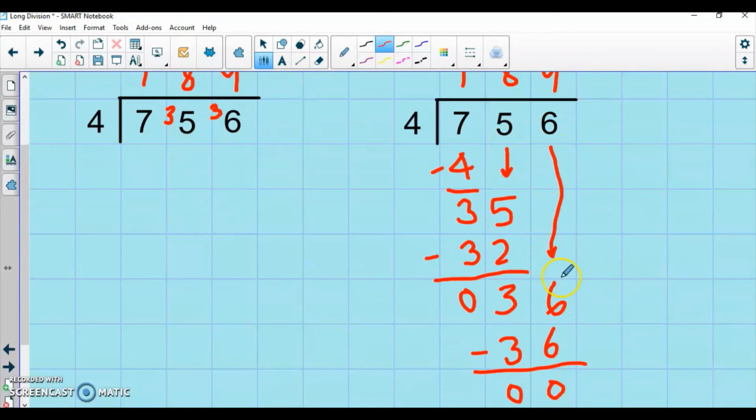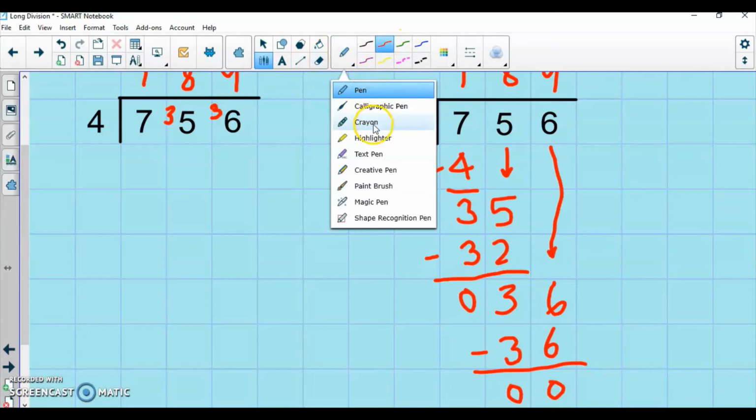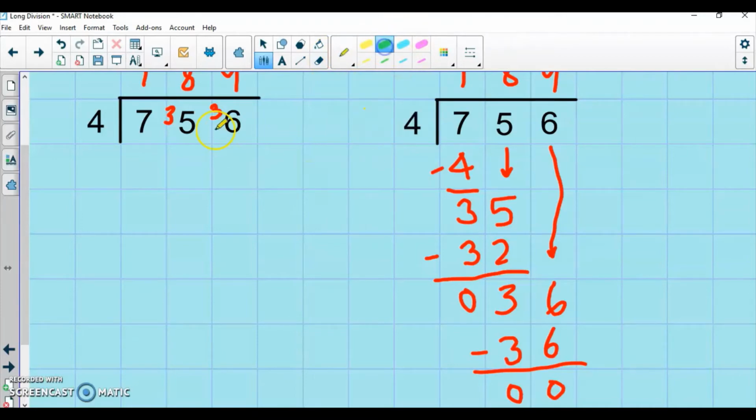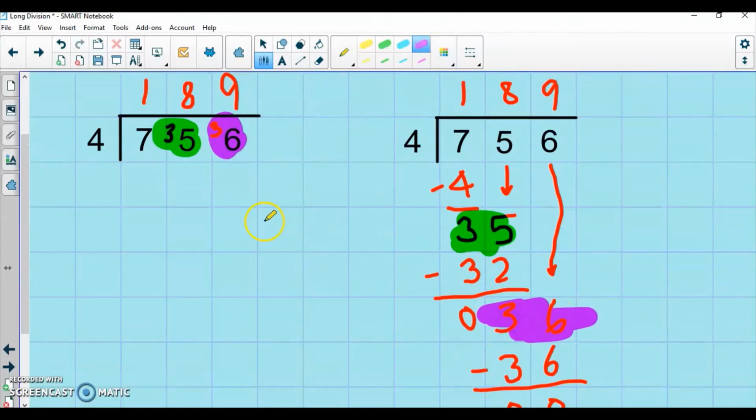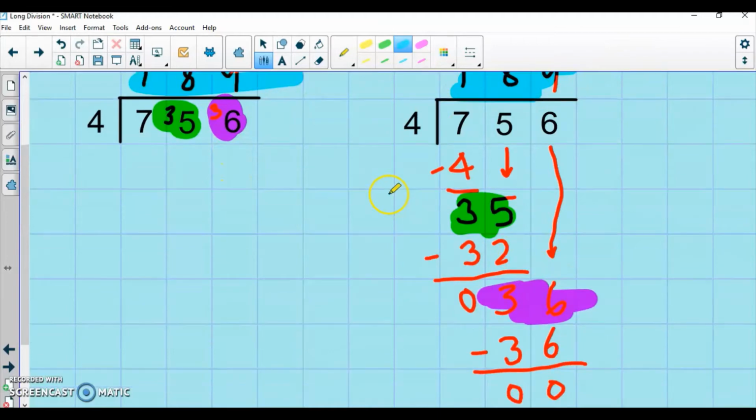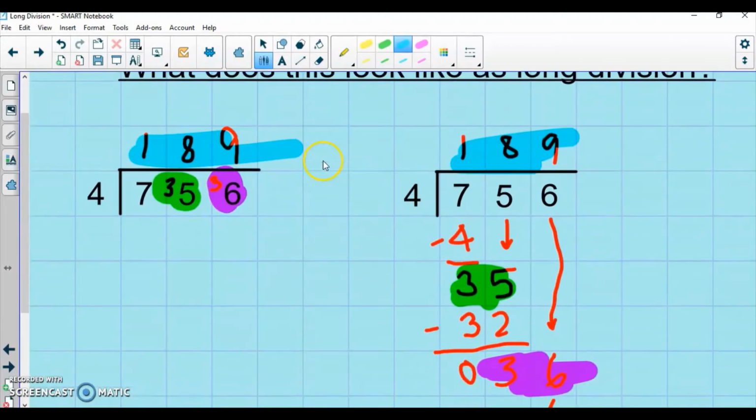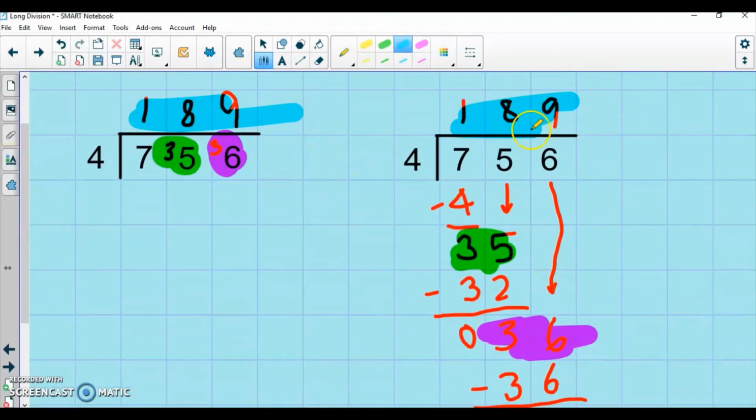Now I hope you've managed to follow this a little bit and maybe start to see that there are some similarities. Before I move on, let me just point out a couple. 35, 35, 36, 36, the answer, and the answer. These things are exactly the same, the steps are the same, the whole thing is exactly the same. It's just that you write more in the long division.